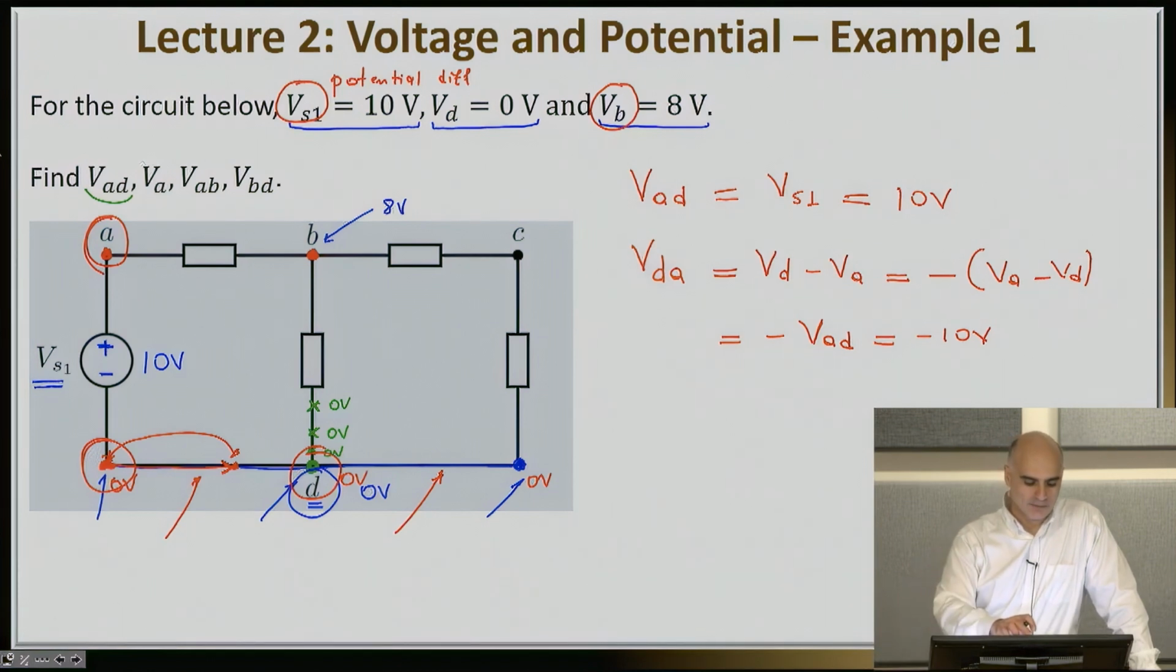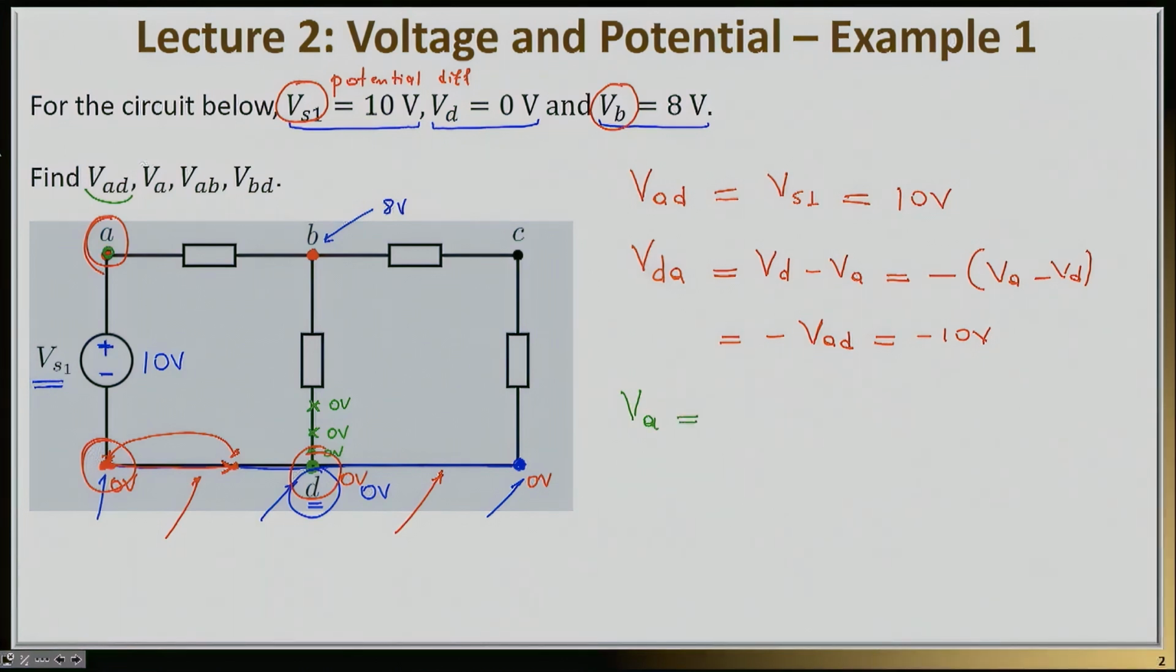Now let's proceed with VA. So VA, which is the absolute voltage at node A, is nothing else but the difference VS1, plus, of course, the VD, which is going to be 0, and that means that VA is 10 volts. So clearly, VA is nothing else but VS1 volts above VD, and since VD is equal to 0, this is equal to 10 volts.